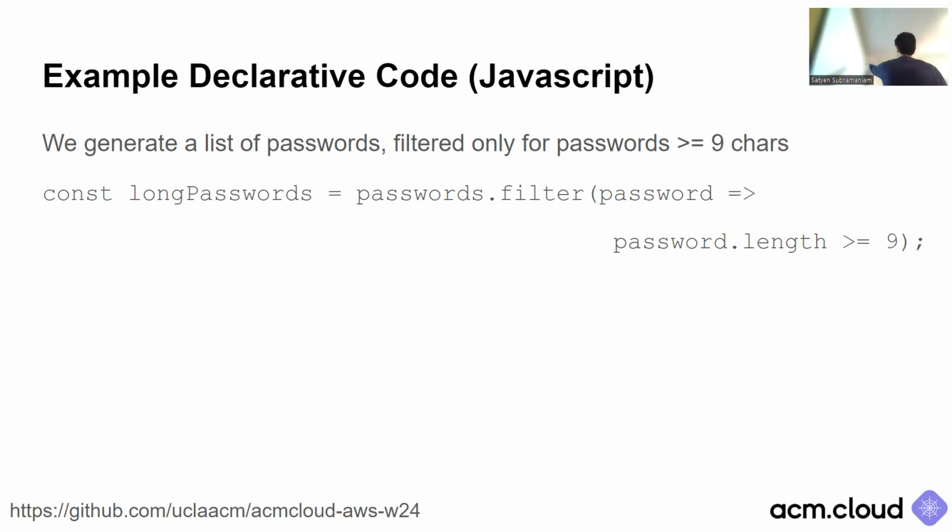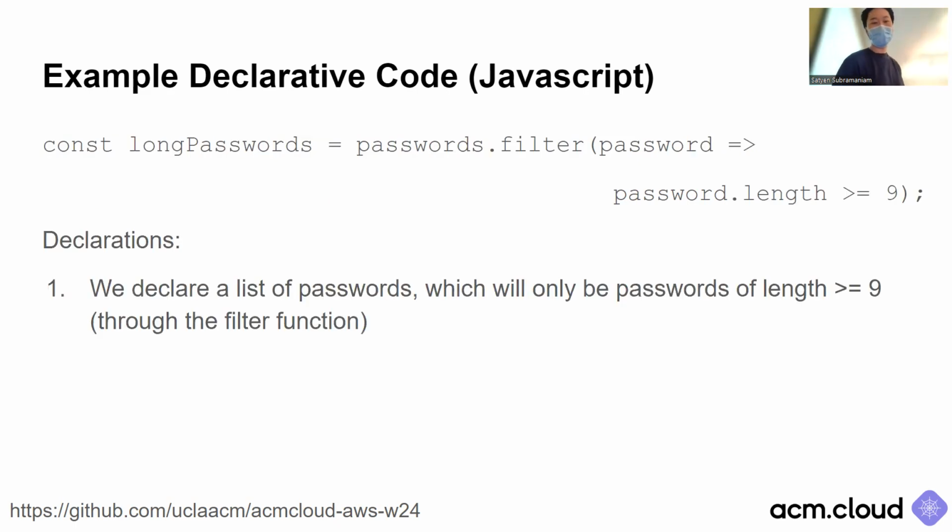In this case, in our filter method, we're saying the password's length has to be greater than or equal to 9. So that's basically what's happening. We're saying dot filter, and we're passing in something that says the password's length has to be greater than or equal to 9 characters. That helps us filter out all the passwords that are shorter than that.